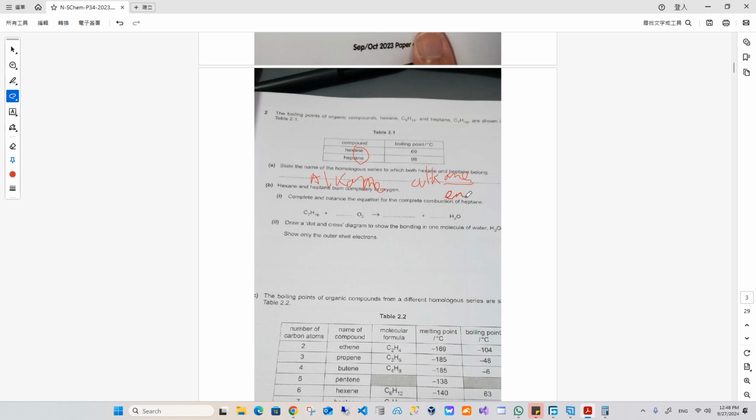The second one is called alkene, and the third is alcohol, where the K becomes C. Then one more is carboxylic acid, and then ester. These are the things in the syllabus. Hexane and heptane burn completely in air, complete the balanced equations.